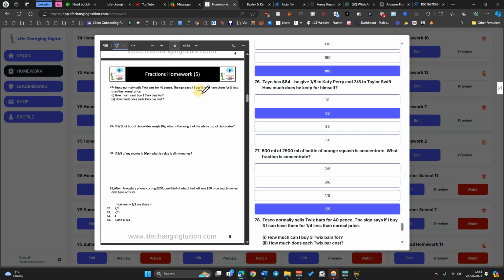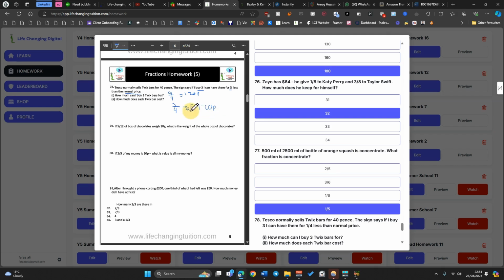The sign says if I buy 3, I can have them for a quarter less than the normal price. So 3 of them will be 120p if you just multiply that. We'll have a quarter less than the normal price. So instead of it being 4 over 4, which is the full price, it's going to be 3 over 4, which is a quarter less. Imagine taking a quarter off 4 over 4. So 3 over 4 of 120p is what we're going to do here.